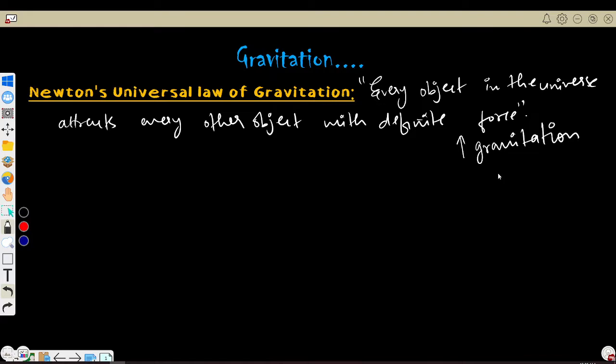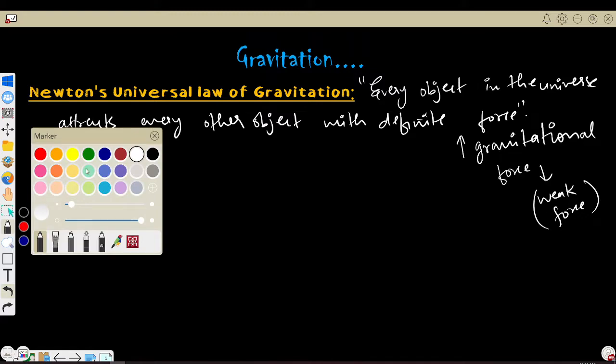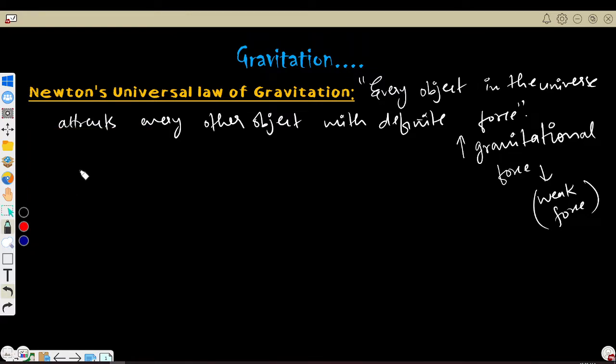This definite force is nothing but your gravitational force, and if you remember, this force is a weak force. Now, to find the magnitude of this definite force, that is gravitational force, we have a derivation. According to Newton, Newton gave us some relations that are very important.